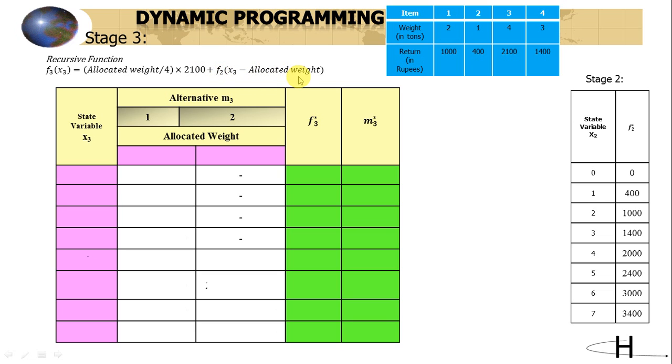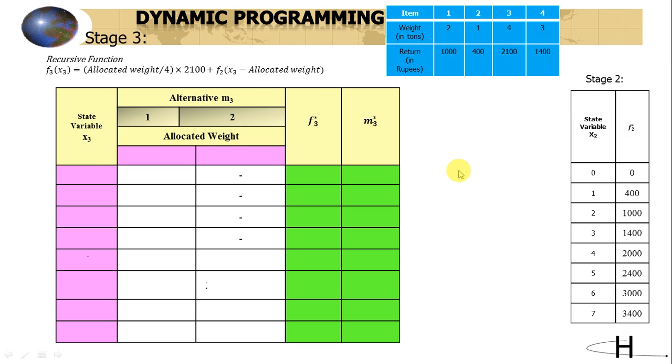So this is the best recursive function value obtained in stage 2. So this will be x3, that is these values, minus allocated weight, that is these values. The difference between this and this will be taken. For that difference, the best recursive function value will be taken from stage 2. So this table represents the best recursive function values obtained in stage 2.